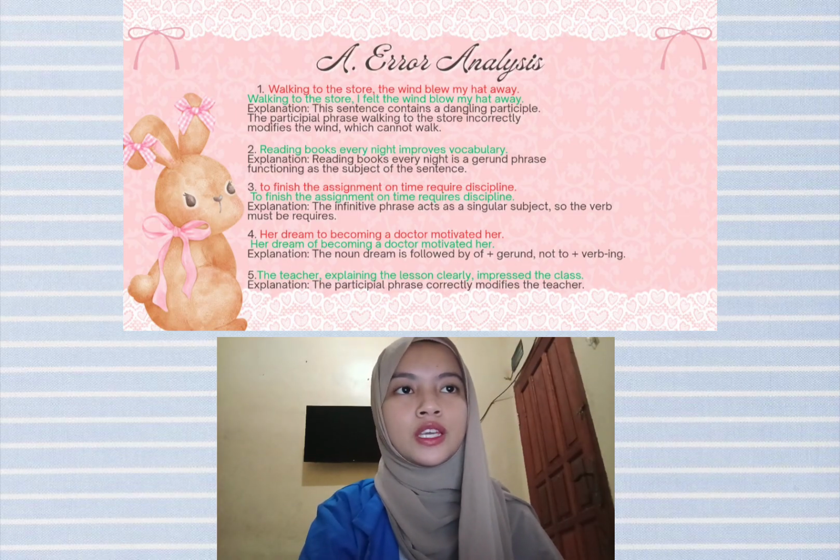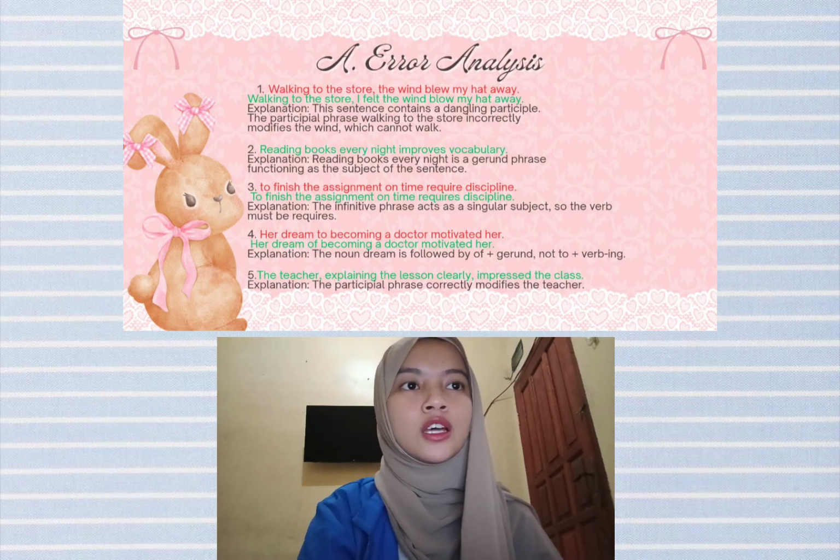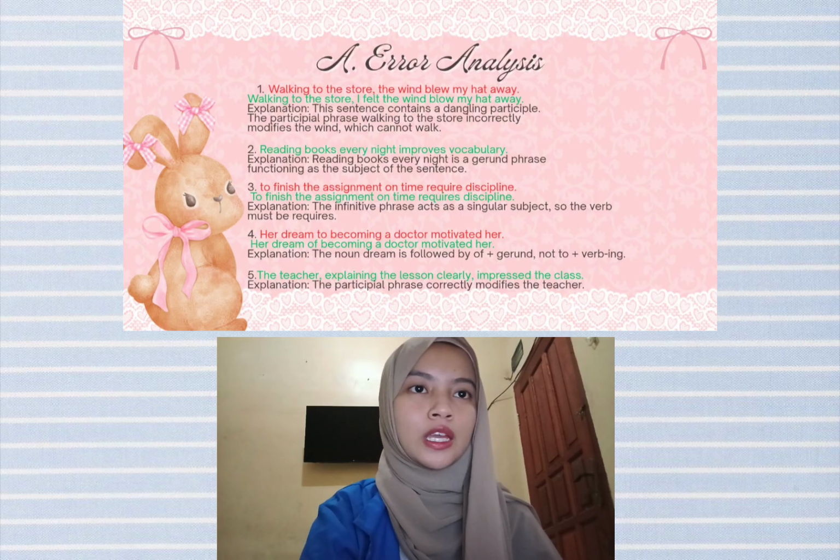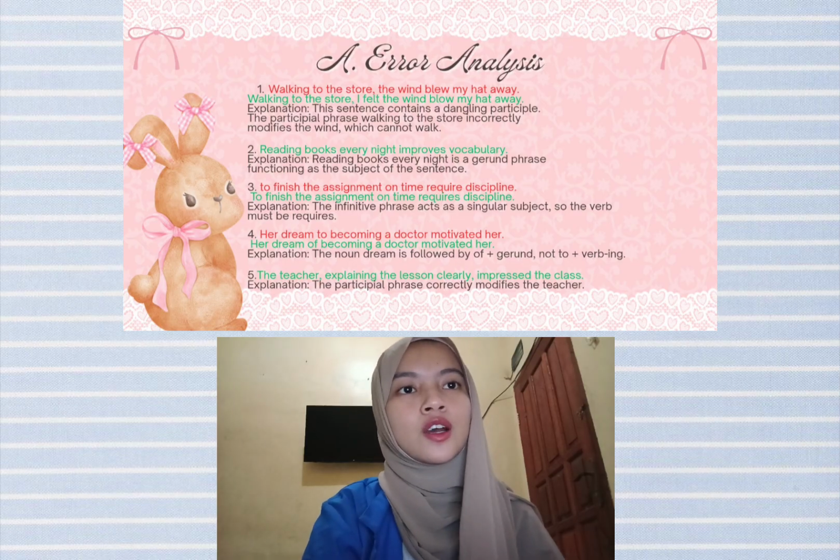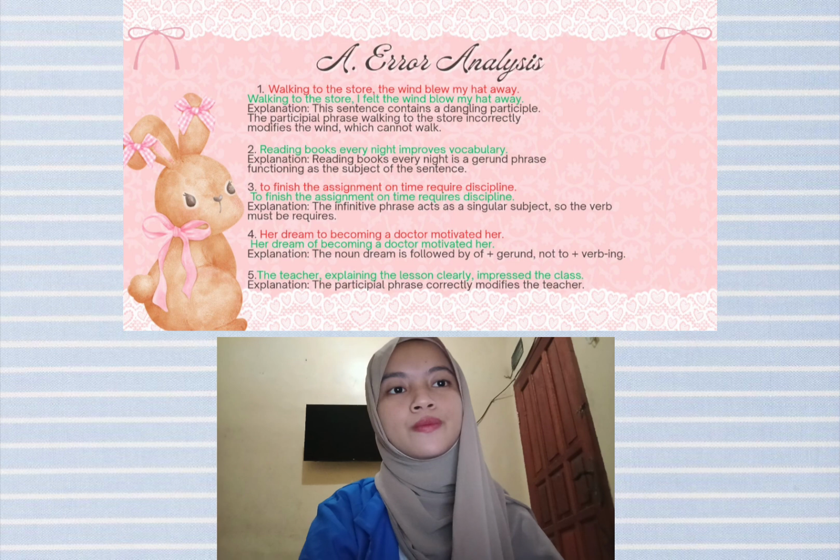Sentence number 4 is incorrect. Her dream to becoming a doctor motivated her. The mistake is in the verb form. After the noun dream, we use "of" plus gerund, not "to" plus verb-ing. The correct sentence is: Her dream of becoming a doctor motivated her.